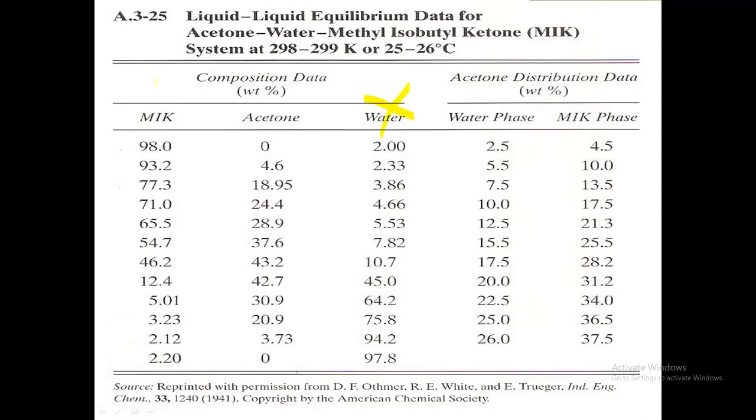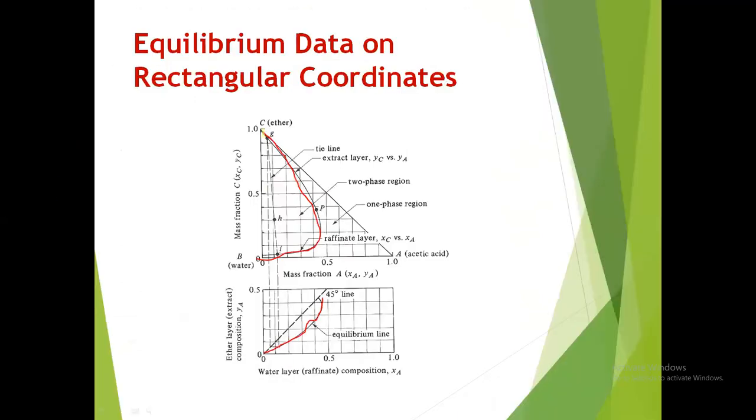So the MIK is the vertical column, the Y, and your acetone is the X. This one, we're not interested with water. So if you plot these two, you'll be forming the phase envelope, this phase envelope here that appears on the upper triangular diagram. Okay, so that's how this particular pair of diagrams came about from a given table.